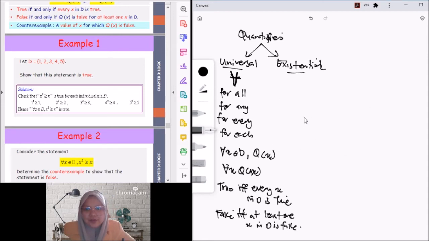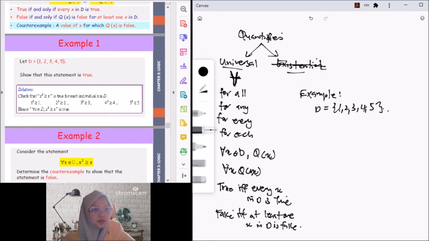Okay, later we... example: we have a domain D equal to {1, 2, 3, 4, 5}. So what is the statement? The statement is this. So show that this statement is true.